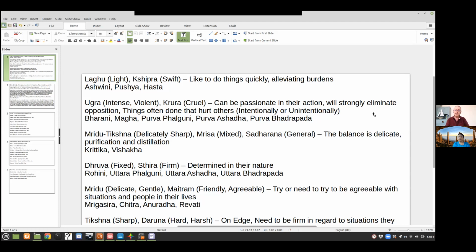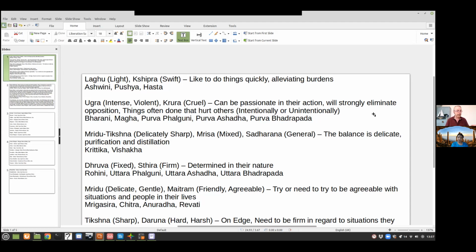So things that are done through the Ugra and Krura nakshatras can hurt other people. It's not always intentional, though. Sometimes it's completely unintentional. Sometimes, though, it is intentional. So the Ugra and Krura nakshatras are Bharani, Magha, Purva Phalguni, Purva Ashadha, and Purva Bhadrapada Nakshatra. So once again, that's Bharani, Magha, Purva Phalguni, Purva Ashadha, and Purva Bhadrapada Nakshatra.